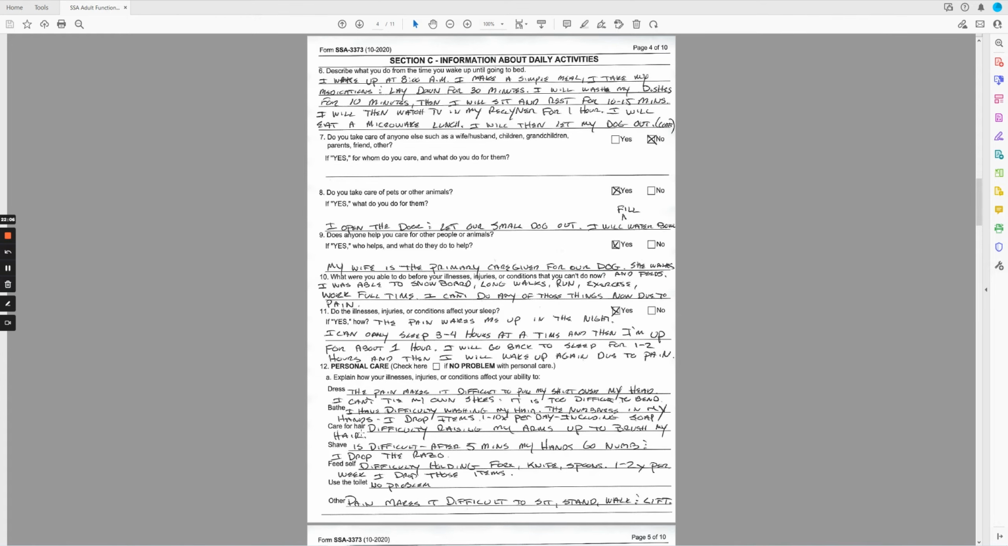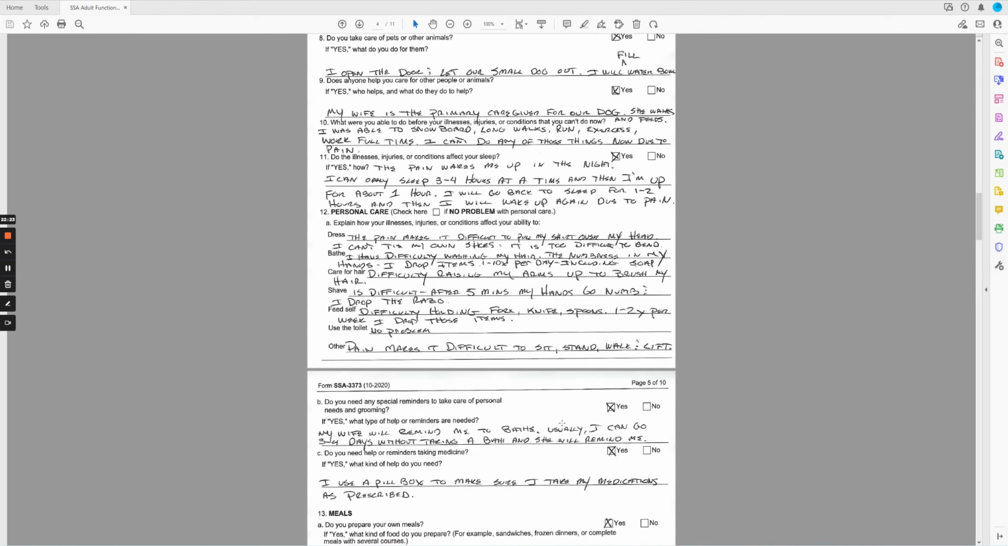So, and then other things I wrote, the pain makes it difficult to sit, stand, walk, and lift. Social Security really cares, especially if it's a physical disability, about your ability to sit, stand, walk, and lift. It plays a major role in that. So I like to throw that in there on a physical disability case.